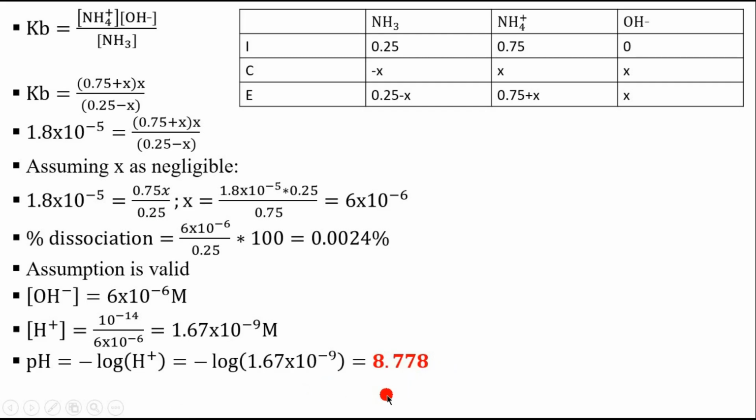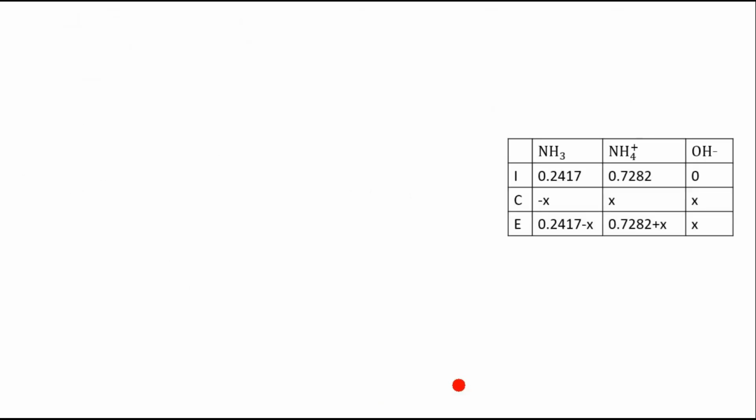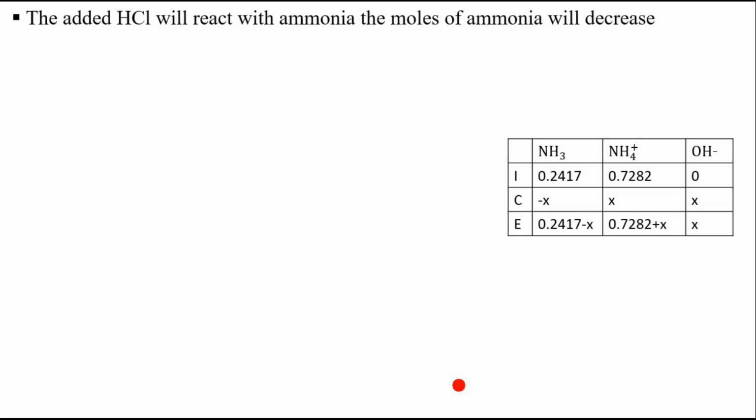What will happen to the pH then when the HCl is added? That's what they are asking here. The solution is basic, of course, because we have a pH of more than 7. So what will happen when the HCl is added? That means the HCl will react with ammonia. It is an acid that reacts with ammonia. That means here the ammonia will decrease.